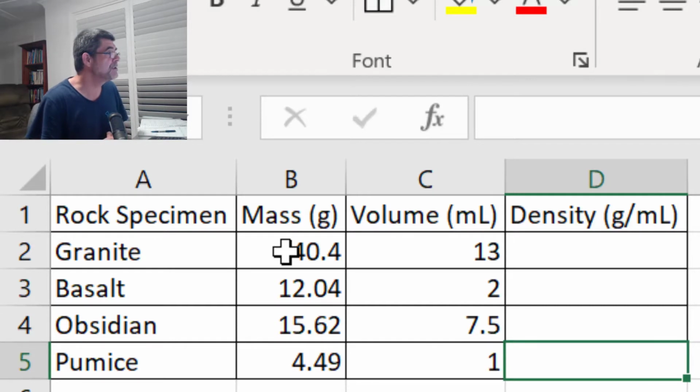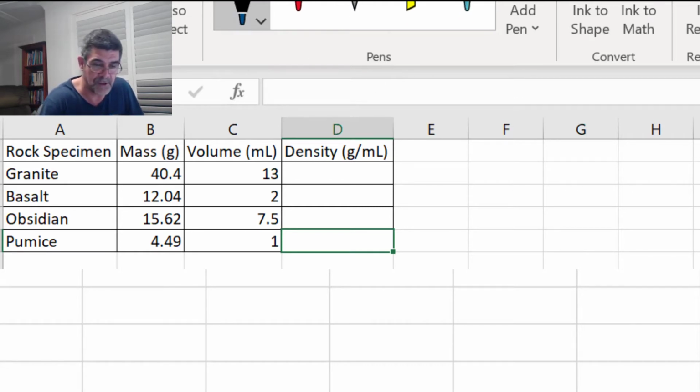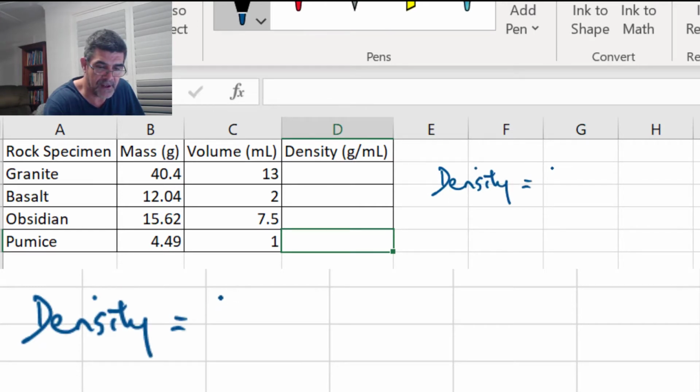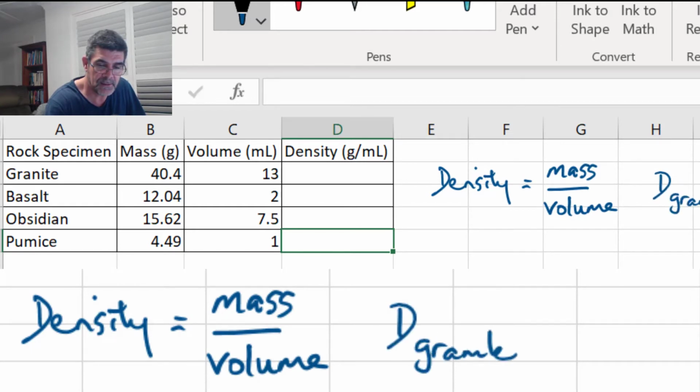Now what we want to do with each of these is a calculation. And in order for us to do a calculation, we need to know that the density can be found by dividing the mass by the volume. So the density of my granite I can find by dividing the mass of the granite, which is 40.4, by 13.